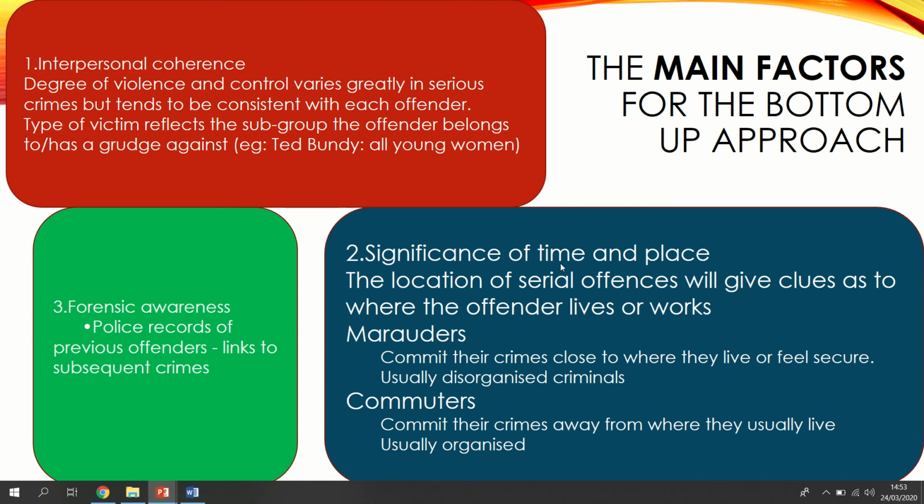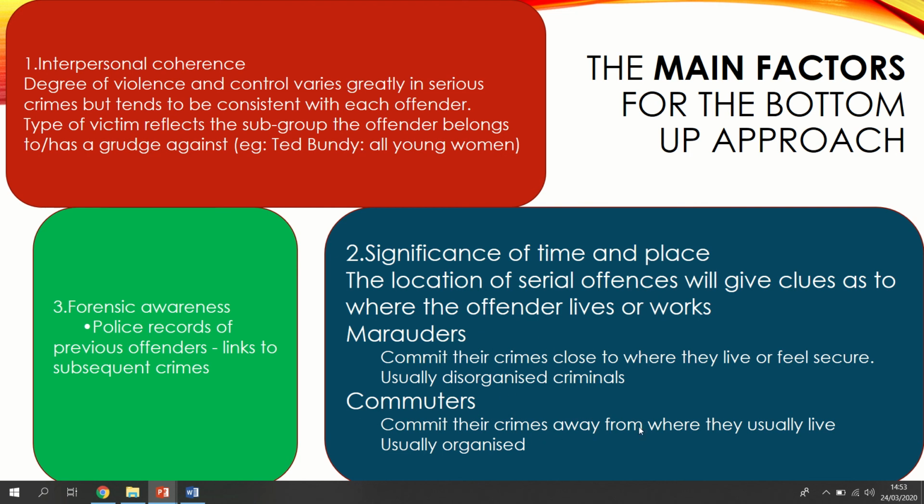So the significance of time and place is that the location of serial offenders gives us clues about where the offender lives or works. So this is basically geographical profiling, and it's part of the bottom-up approach, as I said earlier. A person is either a marauder or a commuter. A marauder is someone who commits their crimes close to where they live to feel secure. Usually these types of people are disorganized criminals.